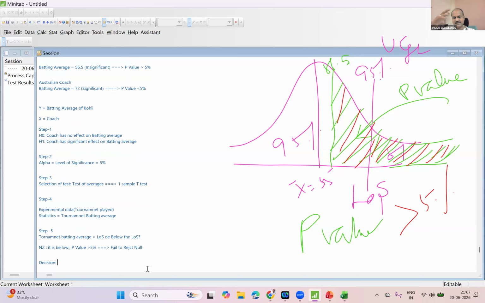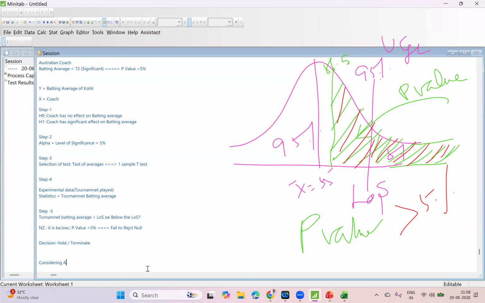So the decision is a practical decision. See, the statistical decision is fail to reject. But the practical decision is you can hold his appointment, you can terminate his appointment. This depends on your leadership. Whatever is best, they will decide. But statistics is telling the appointment of the coach is not statistically significant and not statistically helpful. Are you with me, all of you?